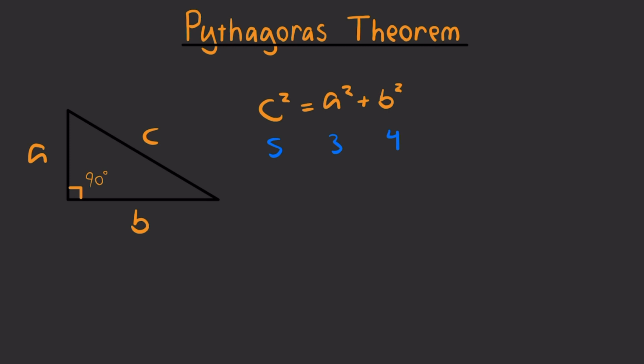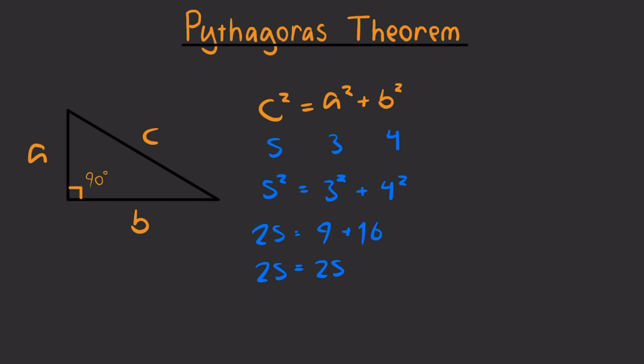Let's put it to the test. 5 squared equals 3 squared plus 4 squared. That equals 25 equals 9 plus 16. And then we have 25 equals 25. And here we have proven that the set of numbers 3, 4, and 5 satisfy the Pythagoras theorem.